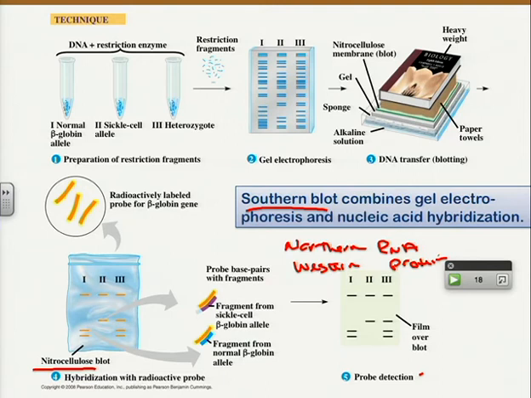So Southerns, Northerns, and Westerns are the same in that you're taking a huge complex population of DNA or RNA or protein, resolving it through a gel, transferring it onto some permanent, solid, manageable matrix, and then using some sort of probe to specifically track your DNA, RNA, or protein of interest.